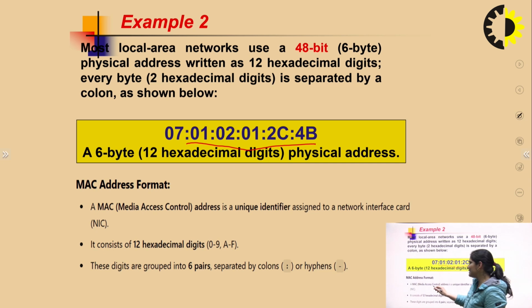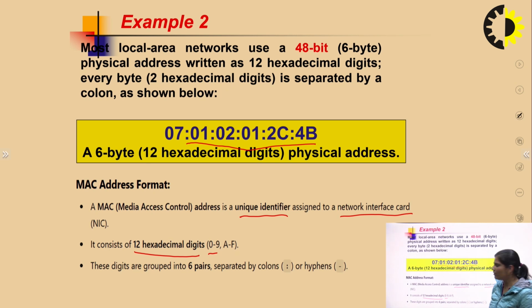Now a MAC address, media access control address, is a unique identifier assigned to a network interface card and it consists of 12 hexadecimal digits. Hexadecimal digits you all know, 0 to 9 and A to F. So this address should be in hexadecimal digit form, 0 to 9 or A to F. Now these digits are grouped in 6 pairs and separated by a colon or hyphen. So this is the format of a MAC address, how we can assign a MAC address to a computer.